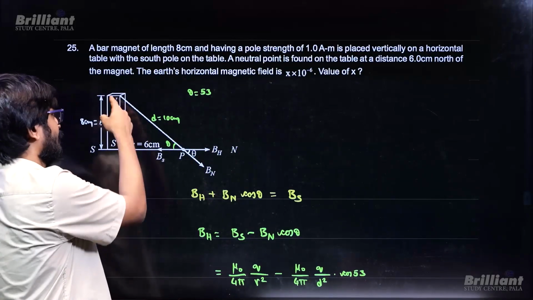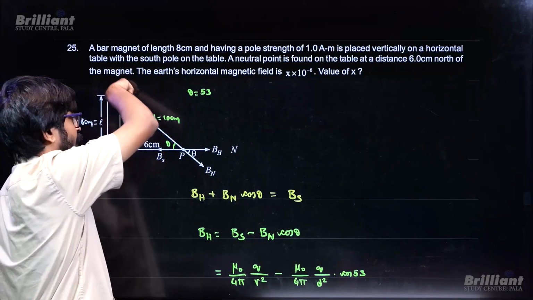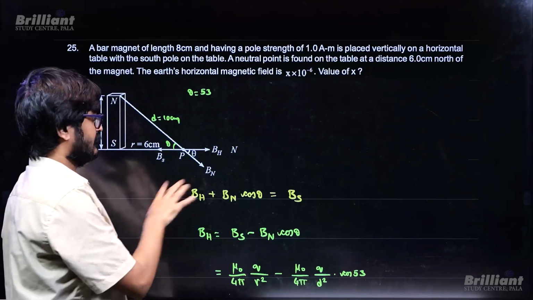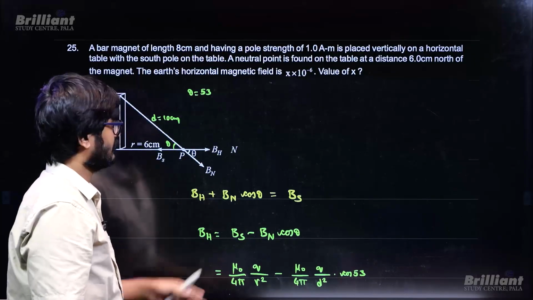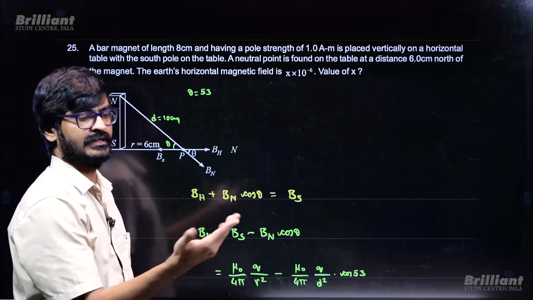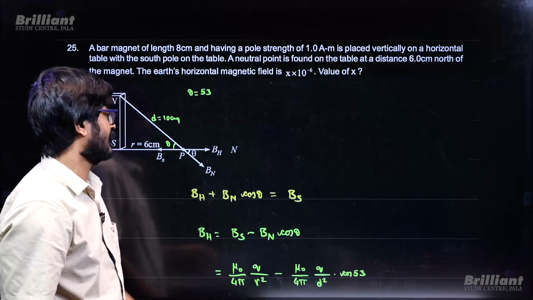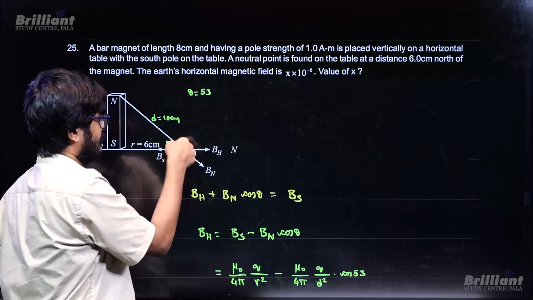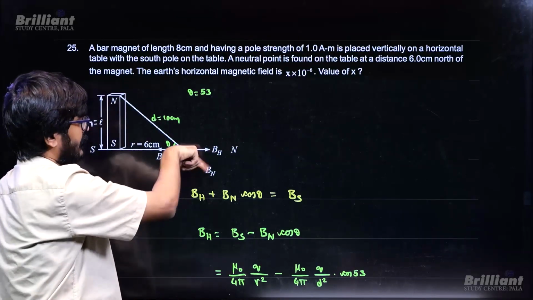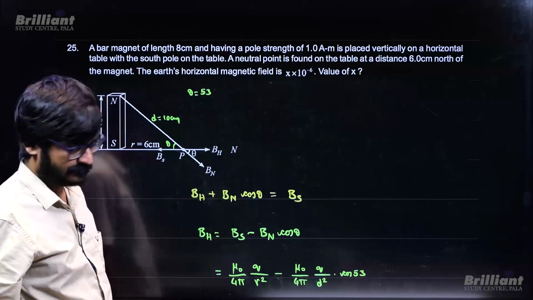Now you can visualize this like a positive magnetic charge and a negative magnetic charge. Due to the positive magnetic charge there will be a magnetic field in this direction, and due to the negative magnetic charge there will be one in this direction. Anyway, see, for the neutral point we are talking about only the horizontal component, right? Because the needle will be rotating only in the horizontal direction. We are talking about only the net horizontal magnetic field. The net horizontal magnetic field is 0. That's what they are saying. So what is the net horizontal magnetic field? This plus this minus this. The other way of saying it is this BH plus BN cos theta must be balancing BS, right?